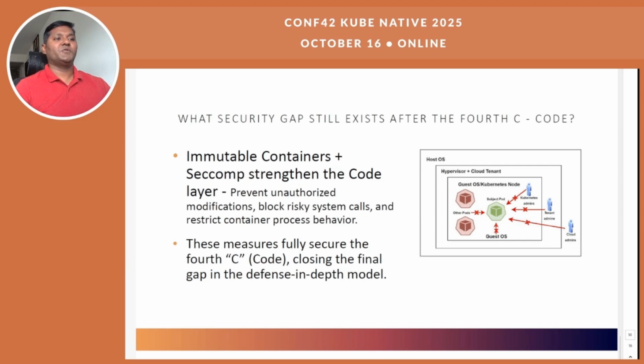The overall security posture becomes significantly stronger because each C reinforces the one below it, forming a continuous chain of trust. This means that even if an attacker somehow breaches one layer, the remaining layers continue to protect the system. In other words, the combination of all four layers, cloud, cluster, container, and code, delivers a comprehensive end-to-end defense model for mission-critical workloads. Next, let's move on to the key takeaways, where I will summarize the benefits of this defense in depth approach and how it enables strong protection without compromising developer agility.